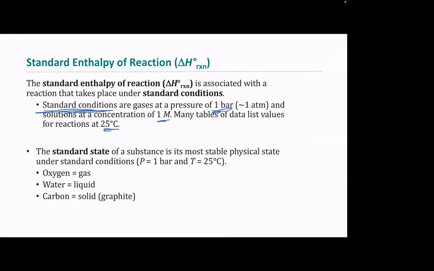The standard state of a substance is the most stable physical state. So for oxygen, it would be O2.